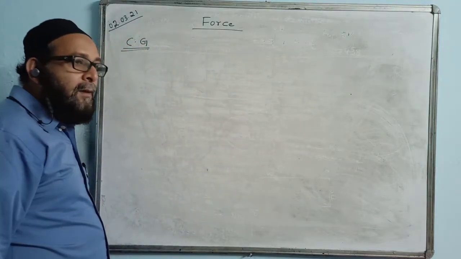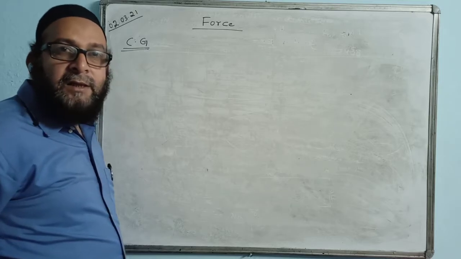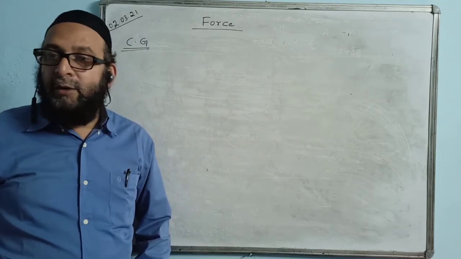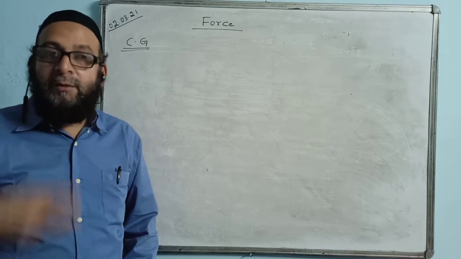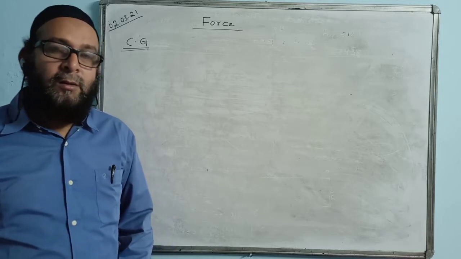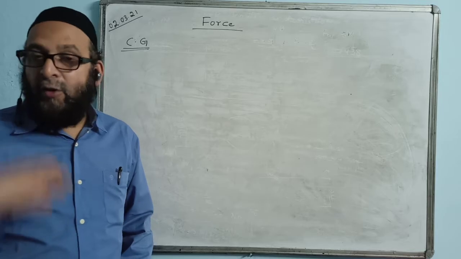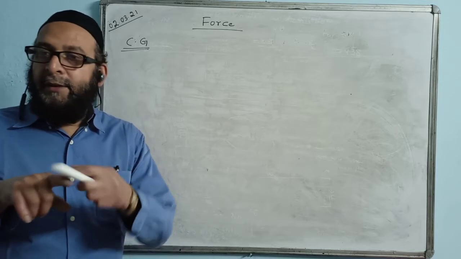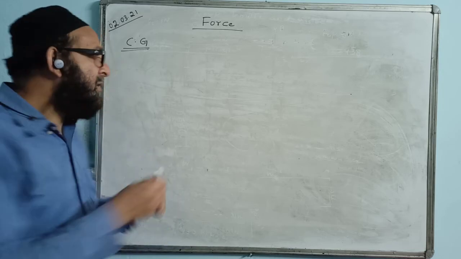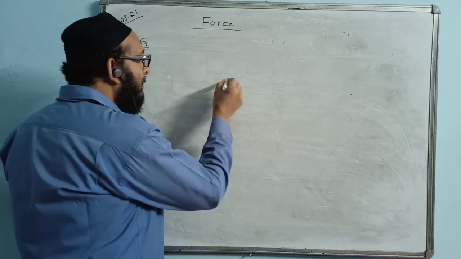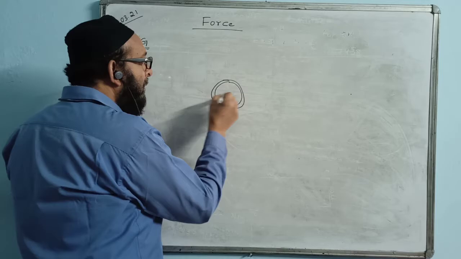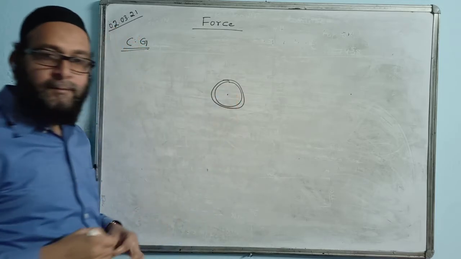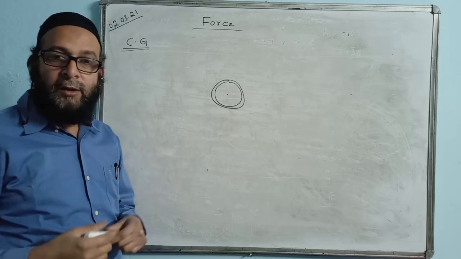Now, is it necessary that the position of CG of a body always lies within the body, or within the material of the body? Answer is no. It is not necessary. It may even lie outside the material of the body. What are the examples? Like a ring in the fingers. Ring is like this. Center of gravity is situated here, outside the material of the body.